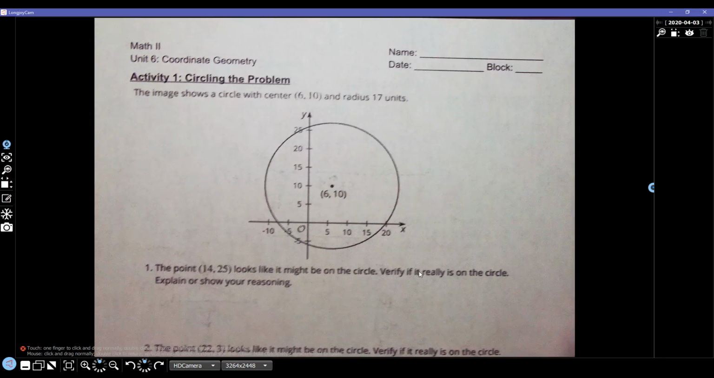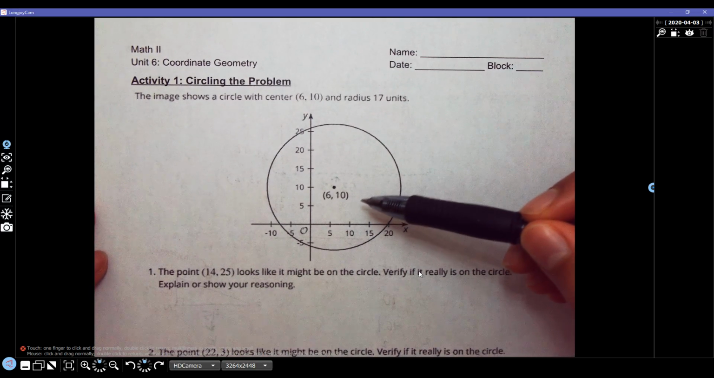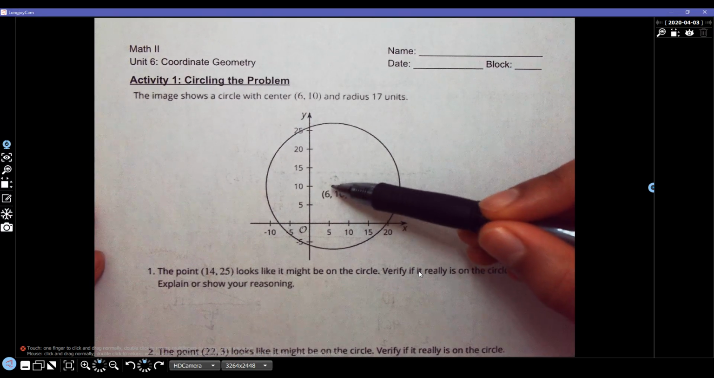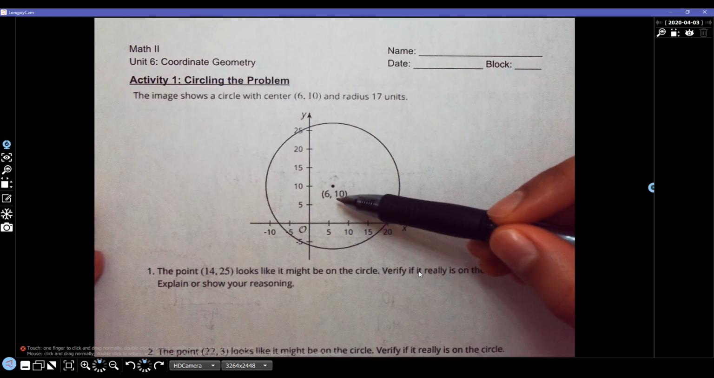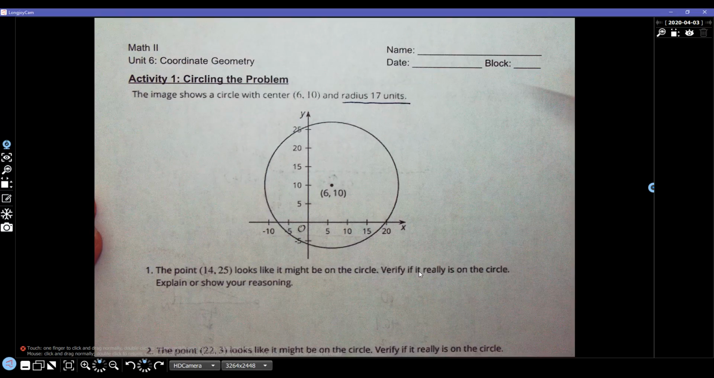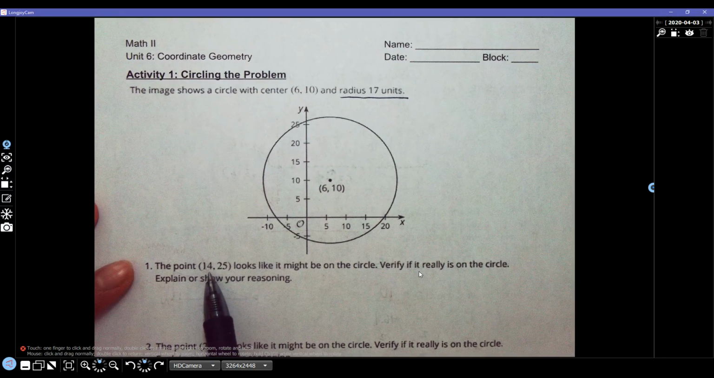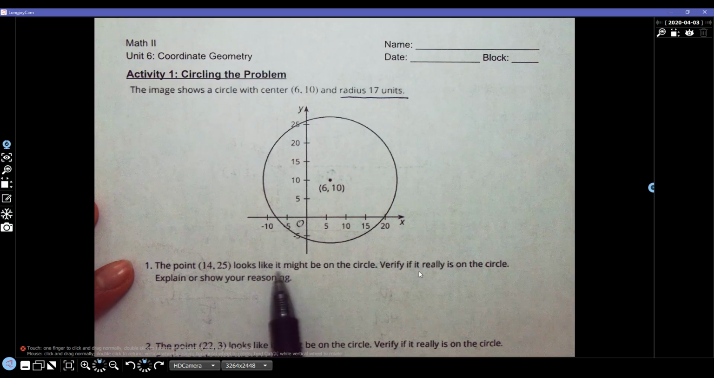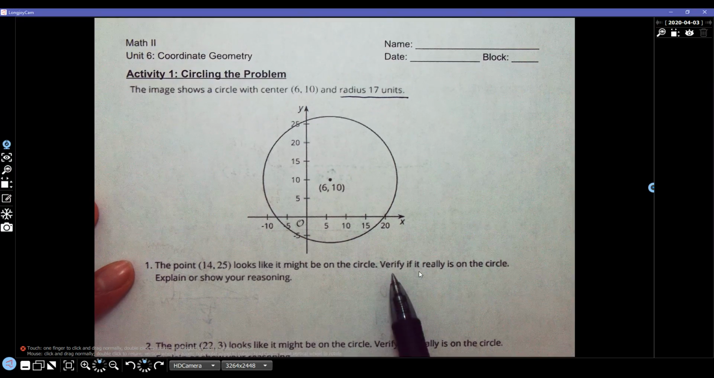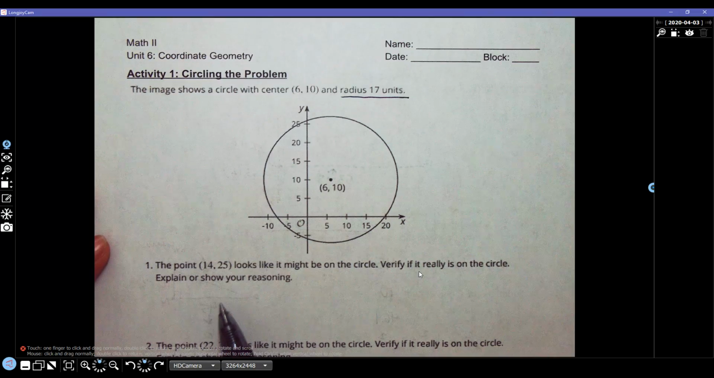So, we are given an image. This image shows a circle with center 6, 10 and radius of 17 units. So I'm going to underline that because that seems important. The point 14, 25 looks like it might be on the circle. Verify if it really is on the circle. Explain or show your reasoning.